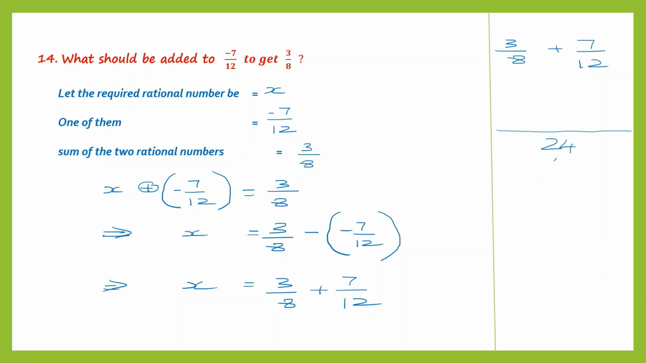So let's take the first rational number 8. 8 3s are 24. So multiply this by 3. 3 3s are 9 plus 12 into 2 is 24. So 7 2s are 14. So 9 plus 14 is 23 and the denominator is 24. So we have found the value of x. X is equal to, let's write that down, x is equal to 23 by 24. So this is our answer.